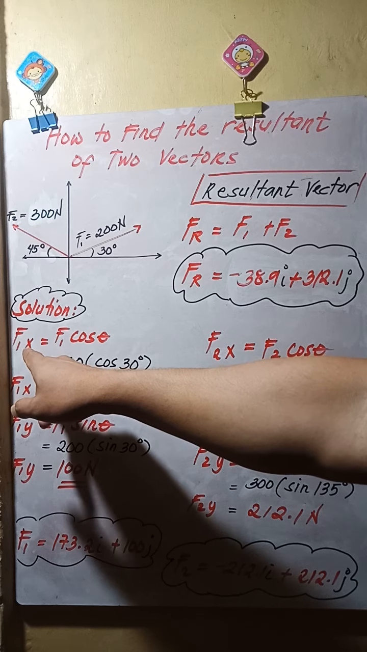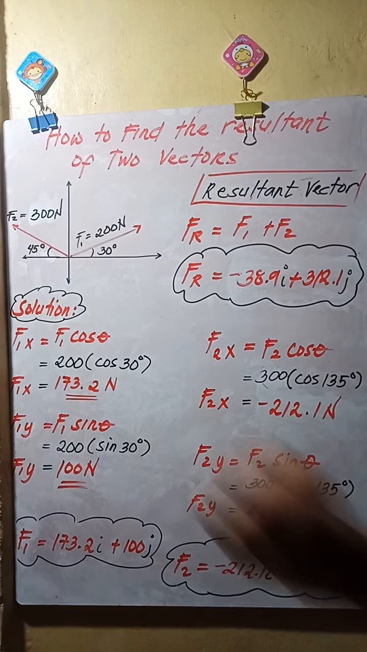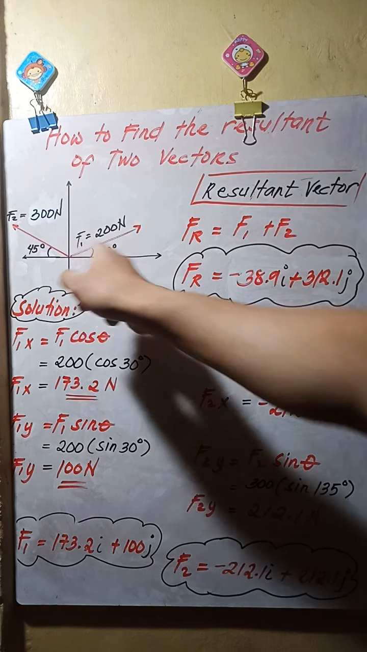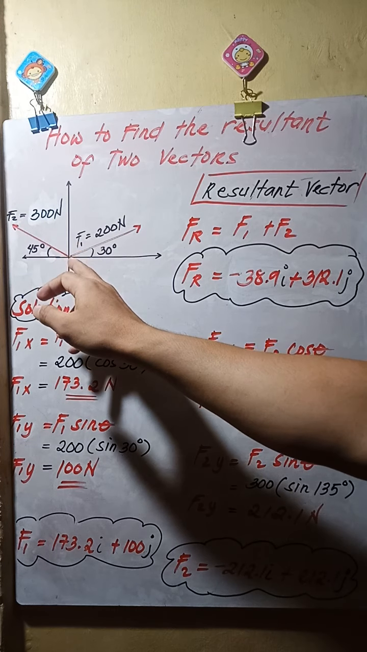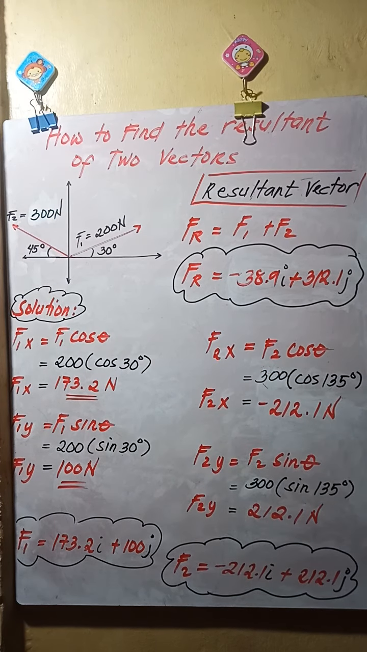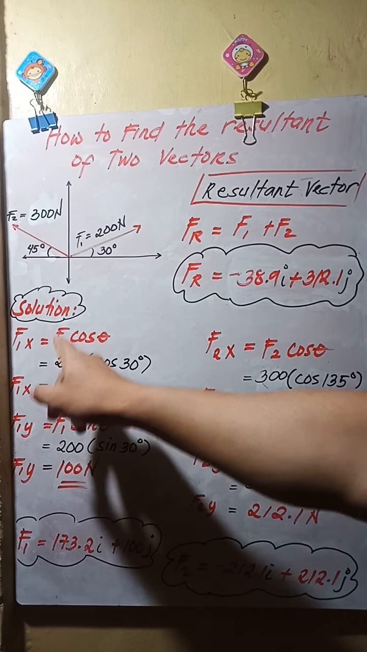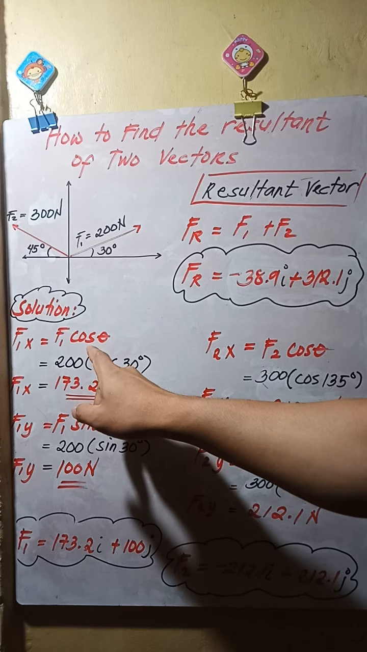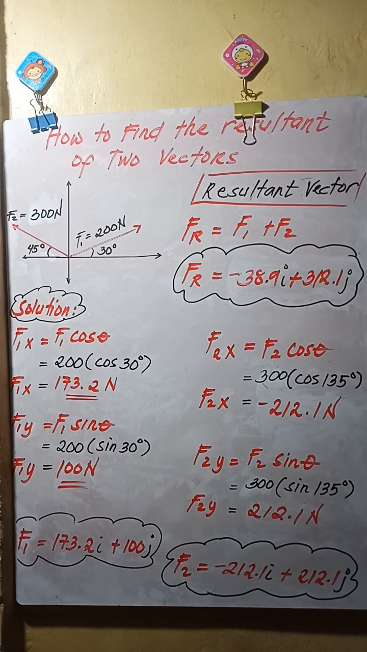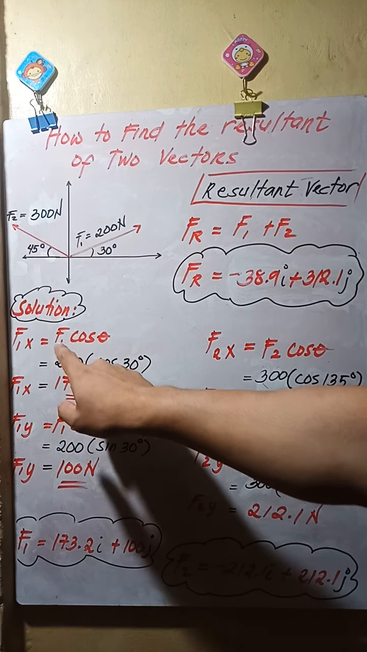So F1, so x, no? F1x. So ibig sabihin itong x dito along x value which is positive. So yung formula natin dun is just simply F1. So kung ano yung value ng F1, we just simply write, no? And then that is for cosine theta. So gagawin natin, ano yung F1 natin?